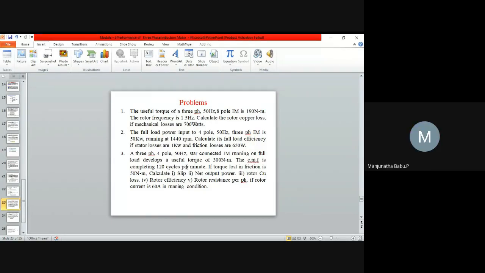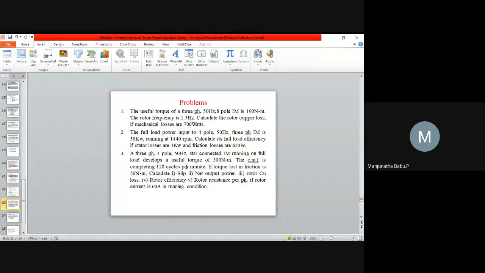FR is equal to slip times the supply frequency. 4%. Okay, so slip is equal to 4%, or 0.04 if not in percentage. Next, find the output power, or you can find the synchronous speed first. For net output power, we require the shaft torque, which is already given as 300 Newton meter. We require the speed. To find the speed, find the synchronous speed.